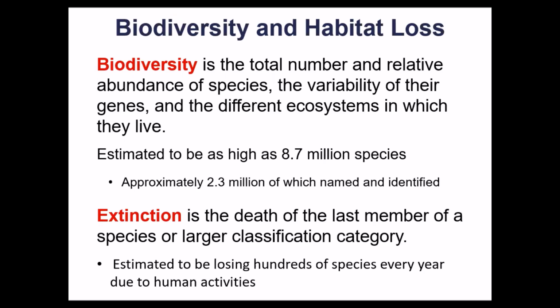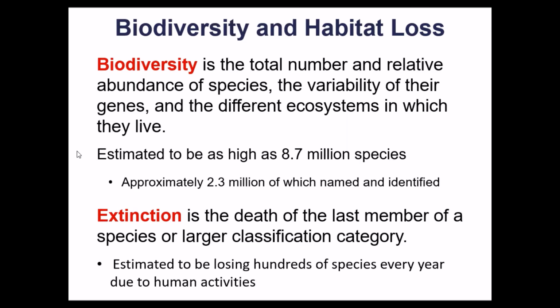And so scientists, biologists generally estimate, I'm not sure exactly how they know this, but they estimate there may be around 8.7 million different species. And to date, they have named somewhere around 2.3 million of those species. So think about that. There's over 6 million species that have not been identified or maybe still need to be named. So biodiversity is really huge.